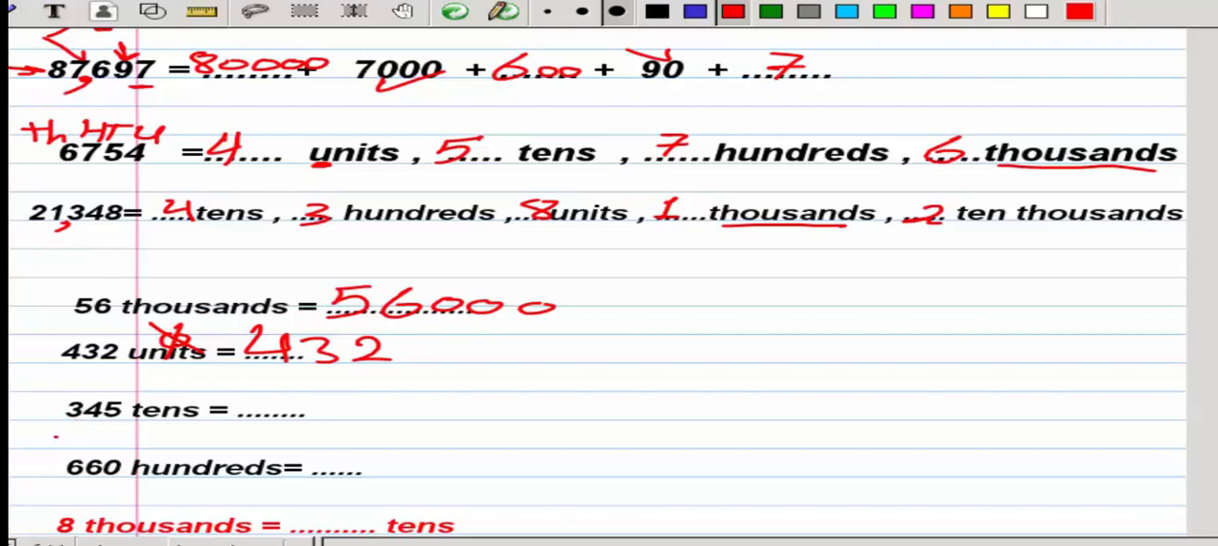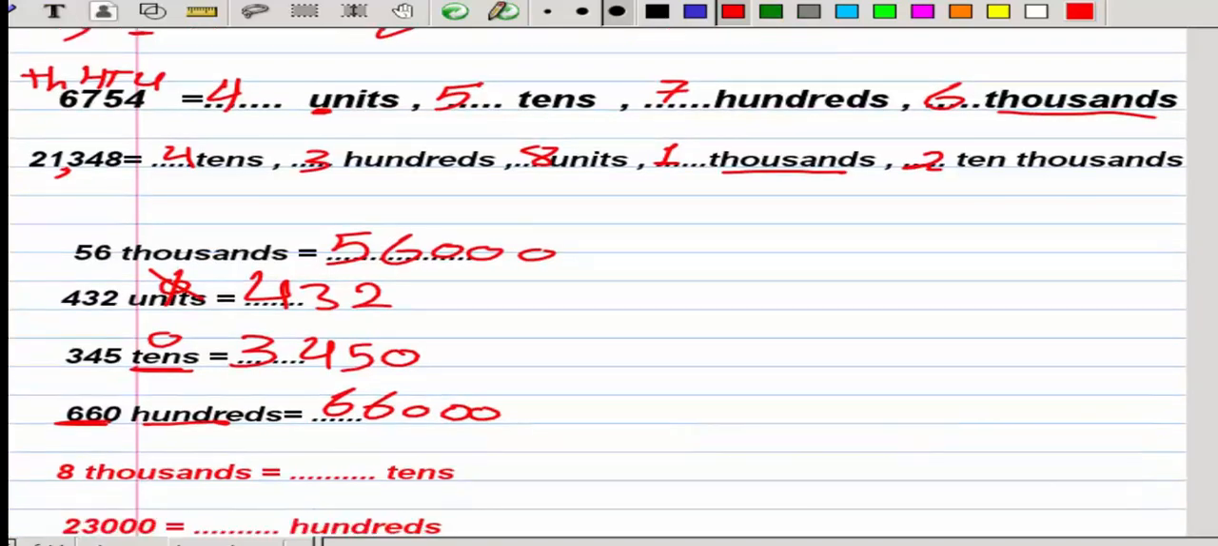The next here he said 345 tens. 345 tens here means 0, so here we'll put 0 from the right side. 660 hundreds. Here we write 660, and here he said hundreds has 2 zeros, so we'll put 2 zeros in this form. It will be 66,000.